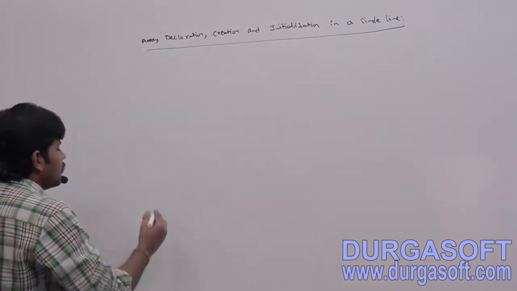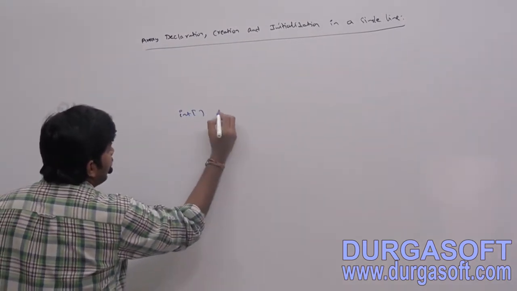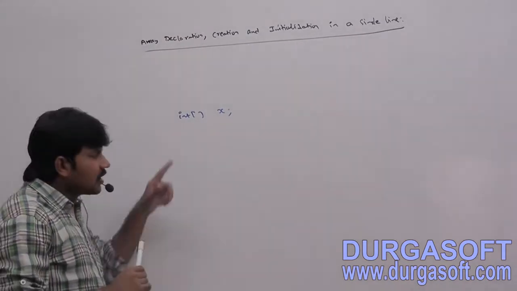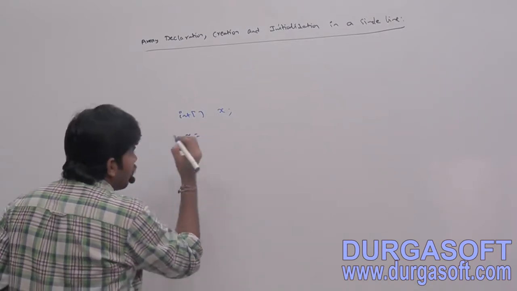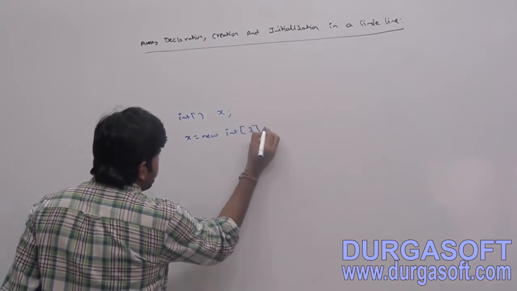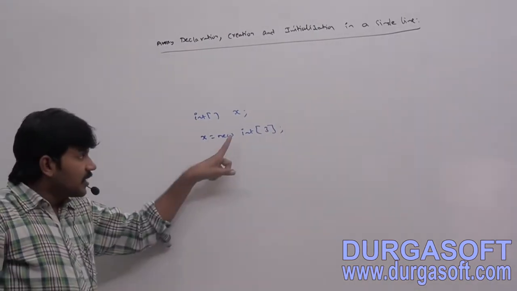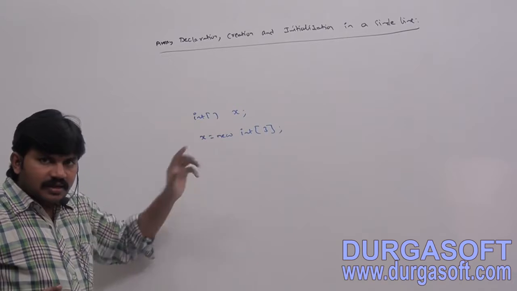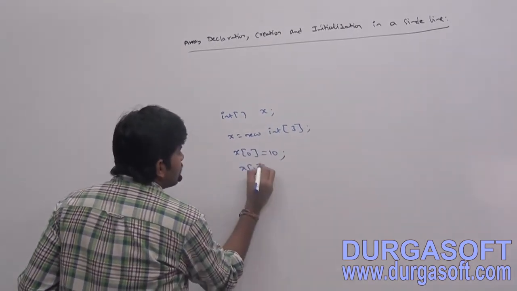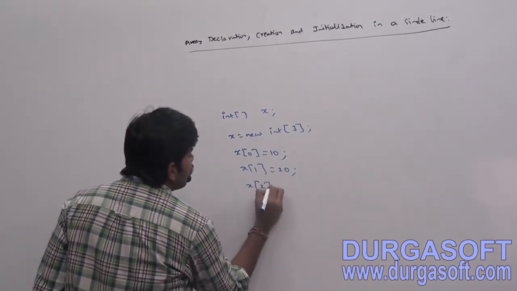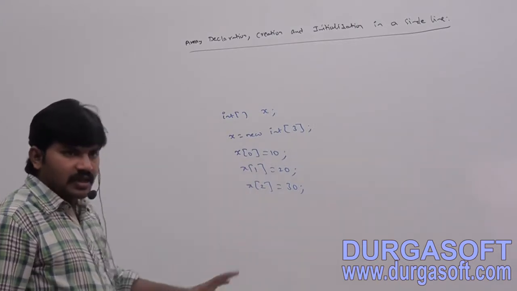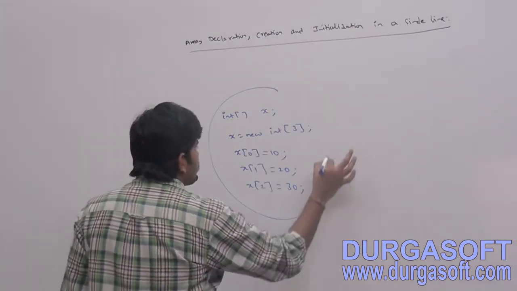Best example, just observe. I am taking int array x. Can you tell what I am doing? I am declaring an array. Then x is equal to new int array of 3. I created it. In the first line, declared. Second line, created. And then x of 0 is equal to 10, x of 1 is equal to 20, x of 2 is equal to 30. Are you getting it? 10, 20, 30. What did I do? Initialization.